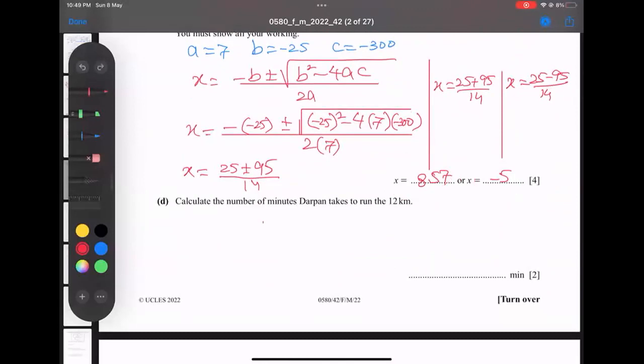So 12 by 8.57. Wait a minute, let me check. 12 divided by 8.57. And I'm getting here 1.4 hours. He's asking number of minutes actually, not hours. So multiply by 60. I'm getting here 84.0. So 84 minutes is my answer.